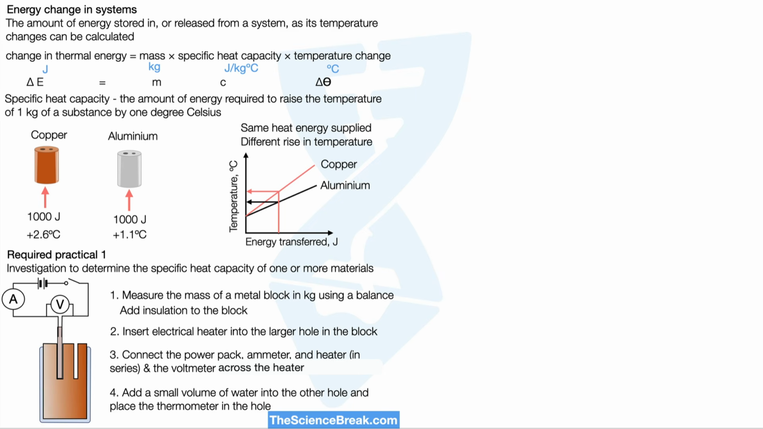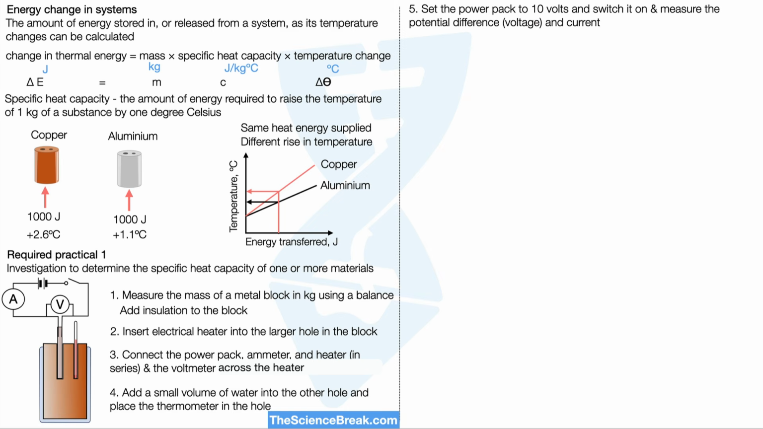We then add a small volume of water into the other hole and place the thermometer in the hole. The water is there to help transfer the heat from the block to the thermometer. Next, we will set the power pack to 10 volts and switch it on and measure the potential difference or voltage. Please remember, when you're answering questions, you can either use potential difference or voltage in your answer.